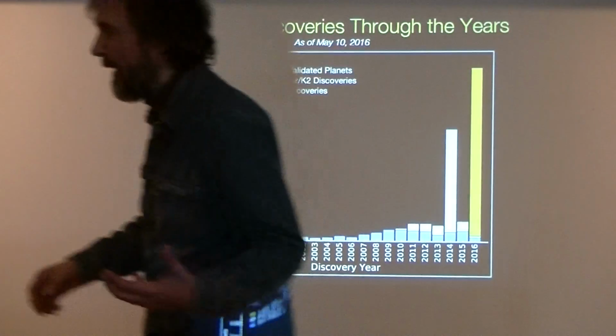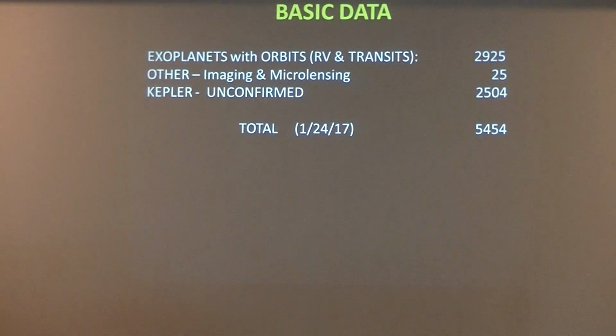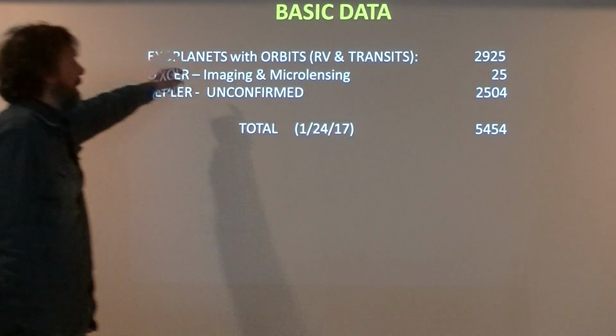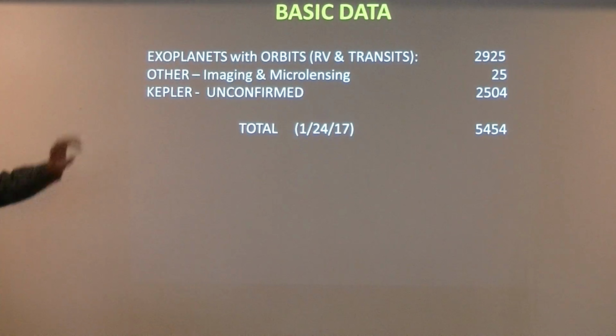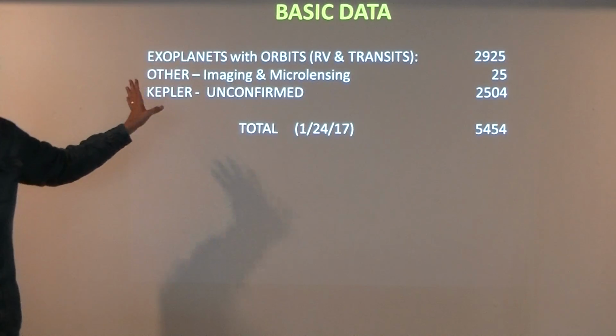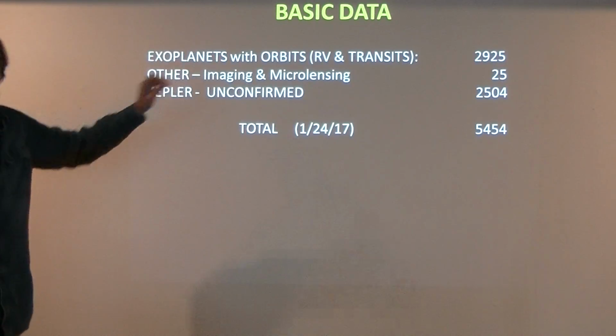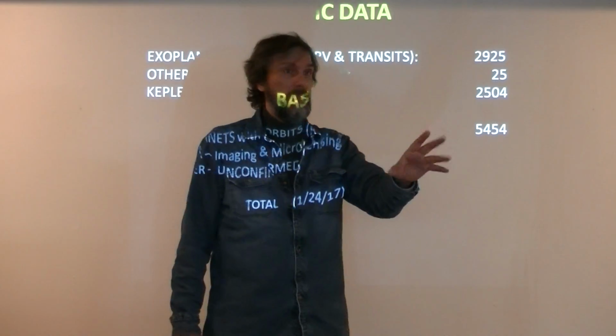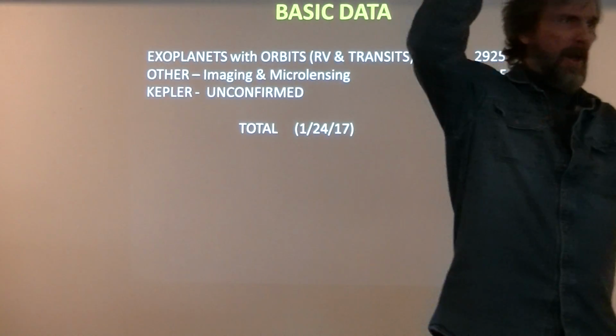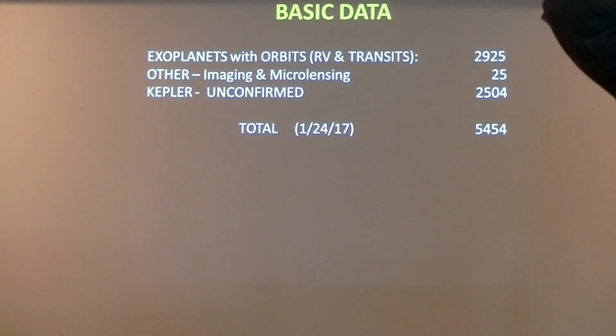How many are we talking about total? The last numbers as of yesterday were 2,925 found by radial velocities and transit. That's Kepler and ground-based radial velocities. Another 25 were found through imaging, the kind of stuff I showed you with the red star and the blue star. Oh, yeah. You can still do that. It's just very not easy to do.